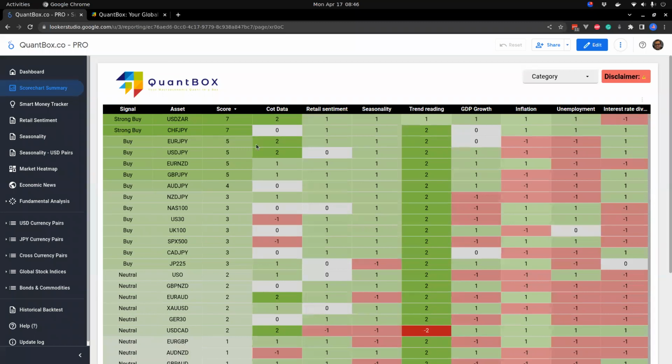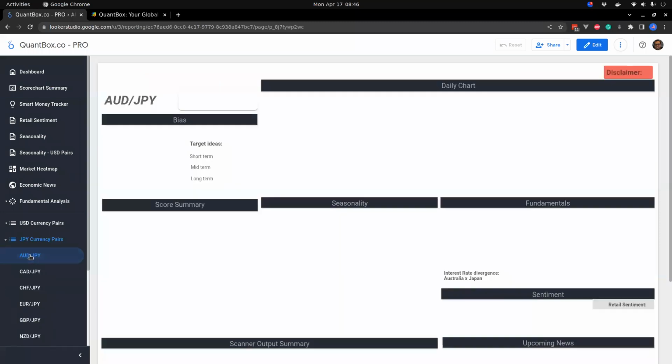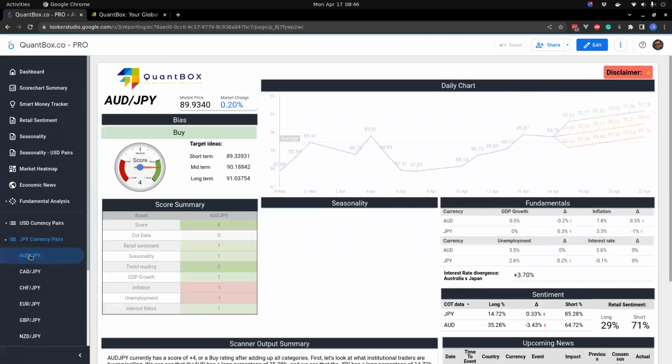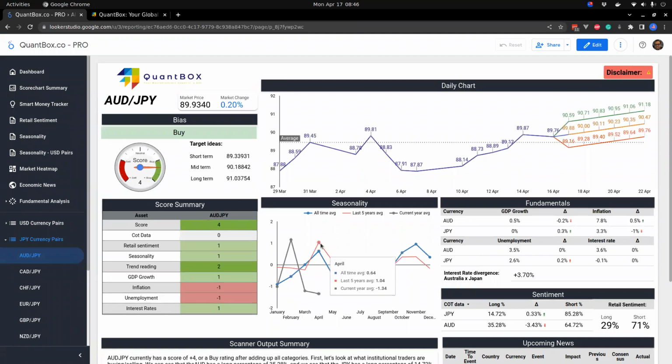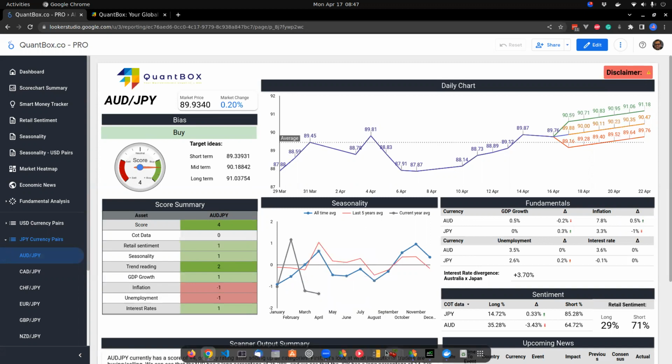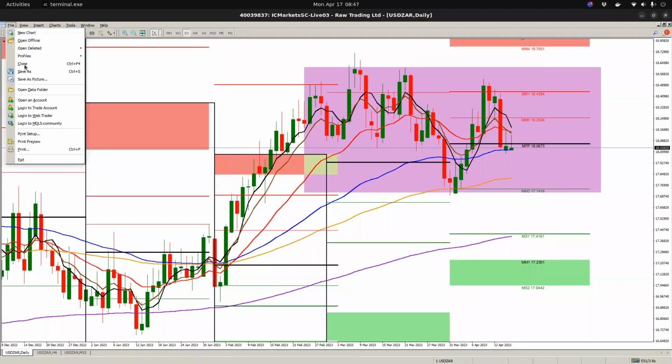Okay, let's look at Euro Yen. Now, your Yen pairs, interestingly enough, while they've got buys as a bias, all of them have got some bearish seasonality coming up in April. You can see here. So you can decide to do either. You can either decide to go in the direction of the overall bias, or you can go in the direction of seasonality. So taking a look at the Yen pairs quickly, let's take a look.